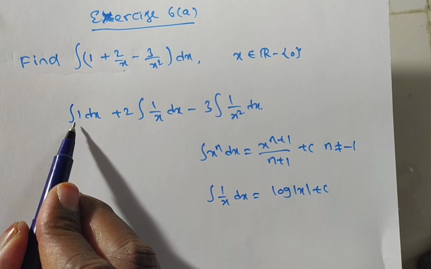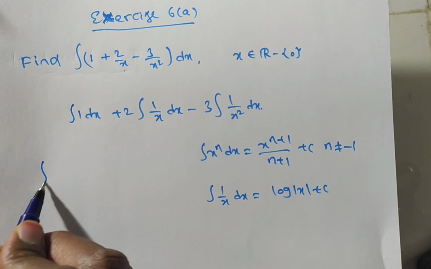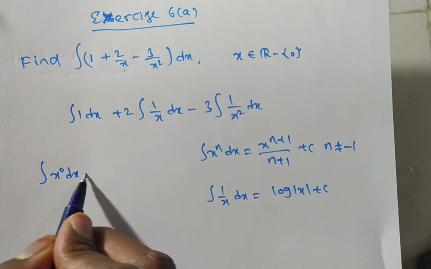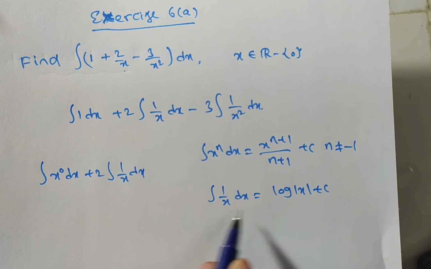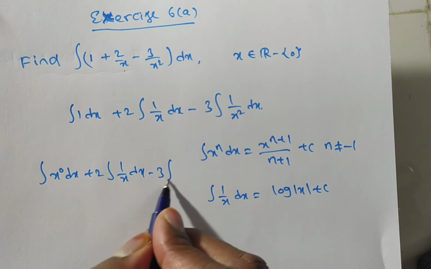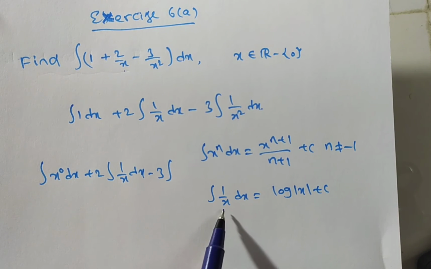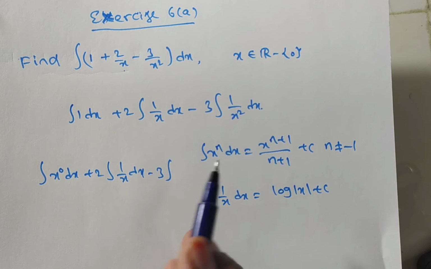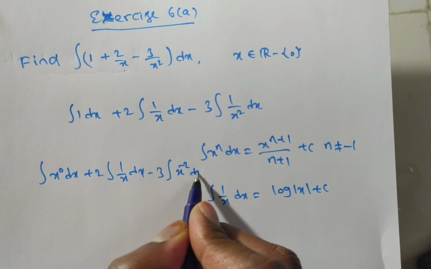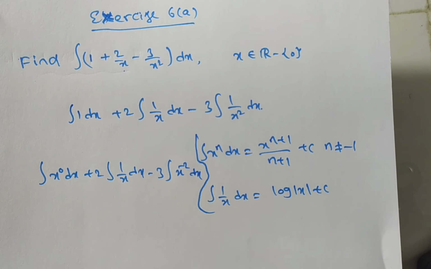Now you observe, this 1 you can also write as x power 0 dx, plus 2 times integral of 1 by x dx, which is in the standard form 2. Yes or no? Yes. Next, minus 3 into 1 by x square. Is it like standard form 2? Is it 1 by x here? No. It is 1 by x square. So 1 by x square you can write as x power minus 2 dx.